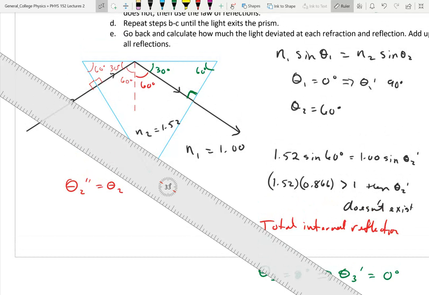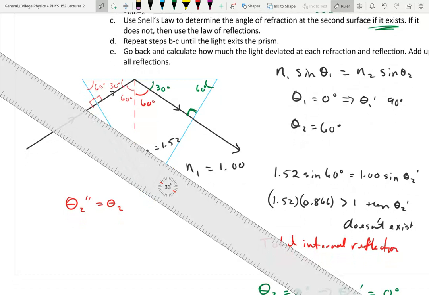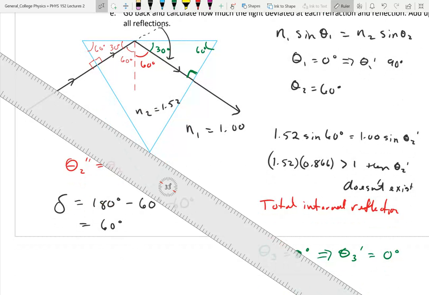Now, the question asked us to find the total deviation. So how much did it deviate from going straight? It deviated that much. Notice it's 180 degrees going from the starting direction to keep going straight, and we took away 60 and 60. So the deviation is equal to 180 degrees, what it would be if it was straight, minus the angle of incidence, minus the angle of reflection. And that's equal to 60 degrees. 180 degrees minus 120 is 60. So that's my total deviation.